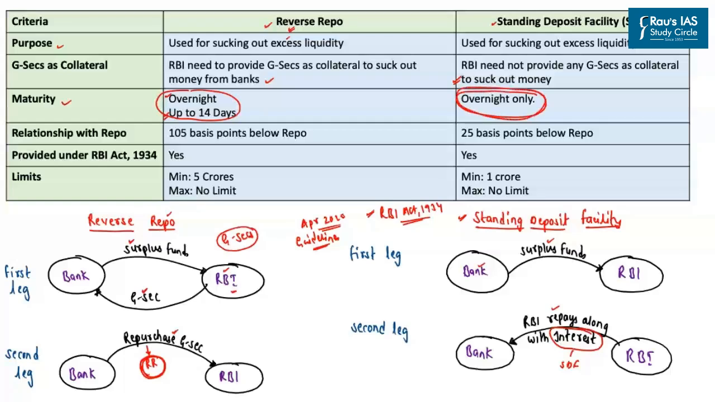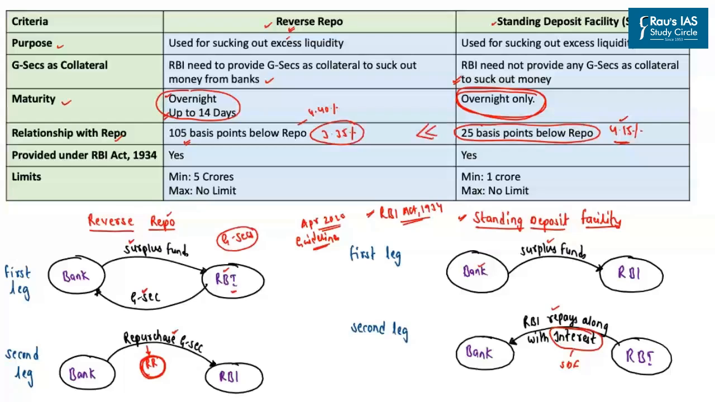1 day only. As far as its relationship with repo is concerned, the reverse repo is right now 115 basis points below repo. As I said, the repo is 4.40%. So the reverse repo right now is 3.35%. On the other hand, the standing deposit facility is 25 basis points below repo, which means it is right now 4.15. So look at the standing deposit facility rate, it is 4.15, whereas the reverse repo is 3.35. So the standing deposit facility rate is higher than the reverse repo.